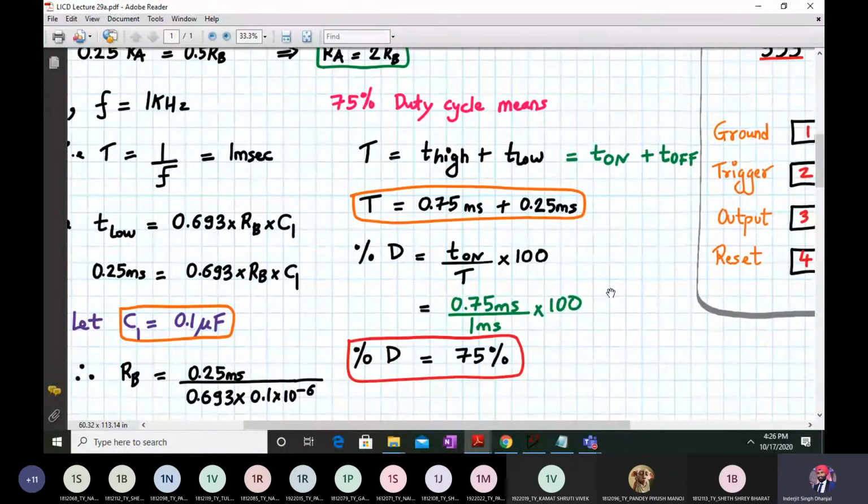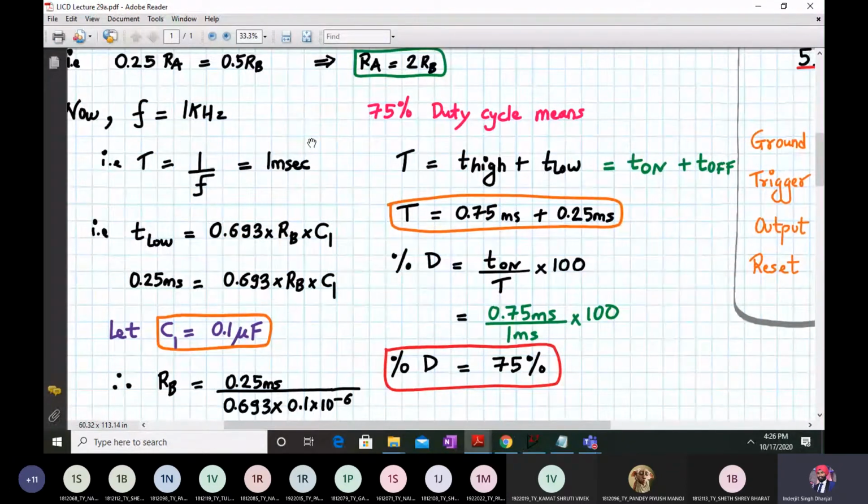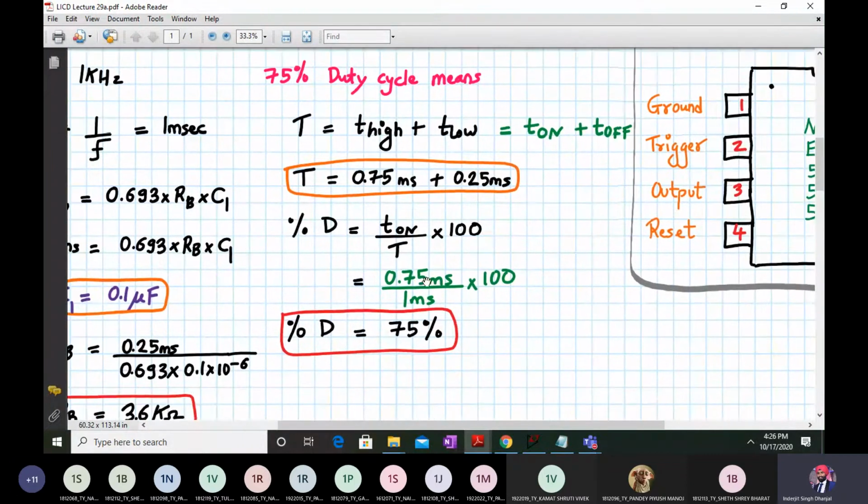So what's the duty cycle? Duty cycle is given by the formula T on, the on time period, divided by the total time period. So the on time period is around 0.75 millisecond upon the total time period, which is 1 millisecond. Where did we get that? Frequency is given as 1 kilohertz, so time period will be 1 millisecond. Hence the percentage duty cycle will be 75%. So that's how we got this split up. If there is a 50% duty cycle, then what will change? Anyone?